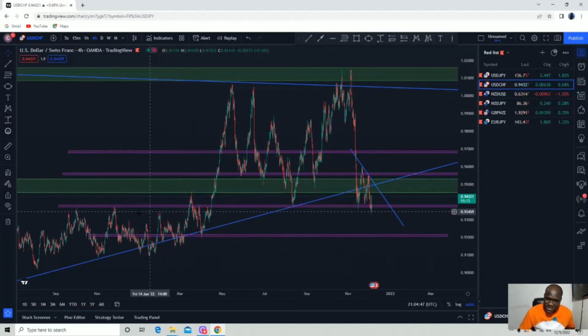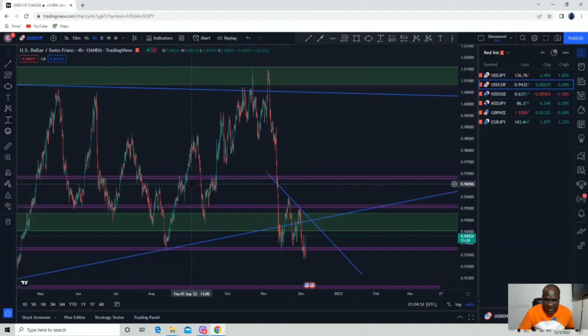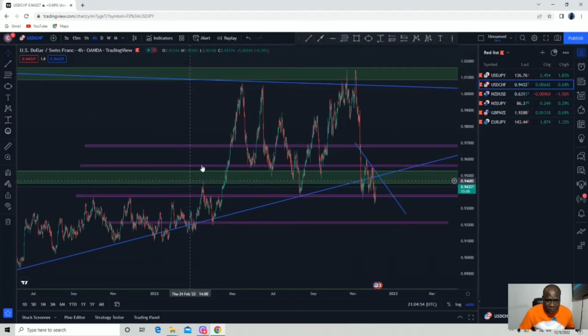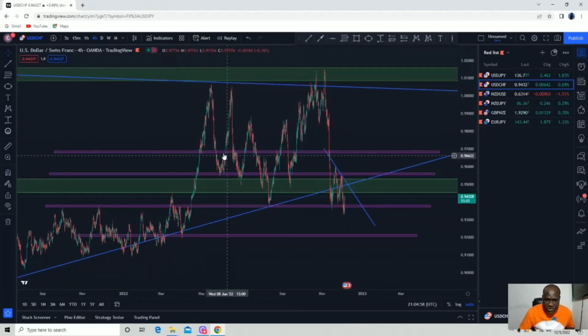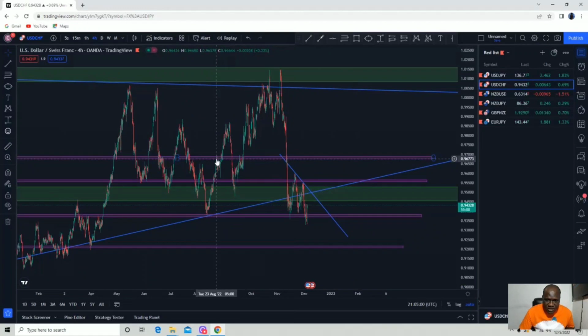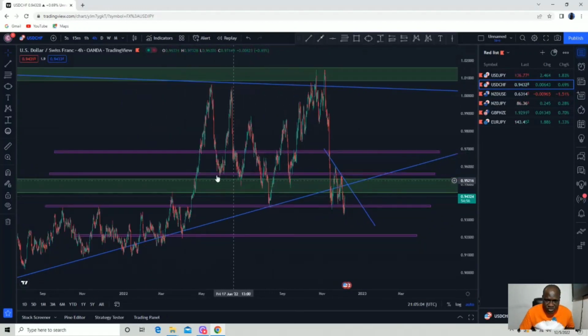In case you don't understand support and resistance, it will be very clear on the course. So this is it. Support, support, support, resistance, resistance. That's how I do my structures around all these candles. That's how I did it.